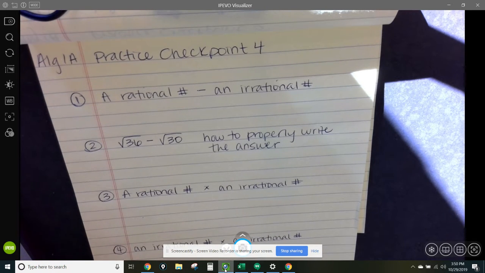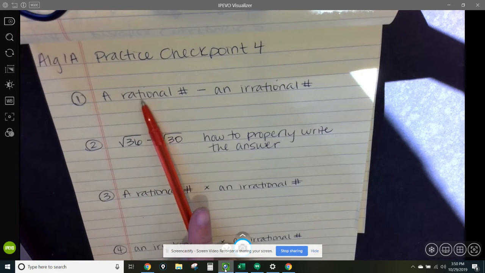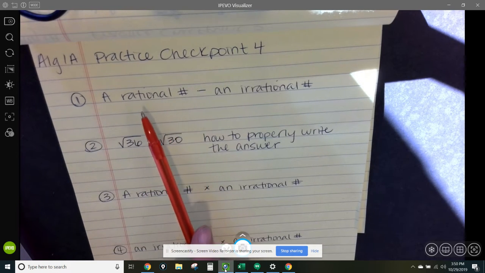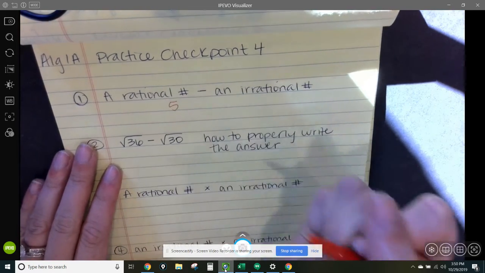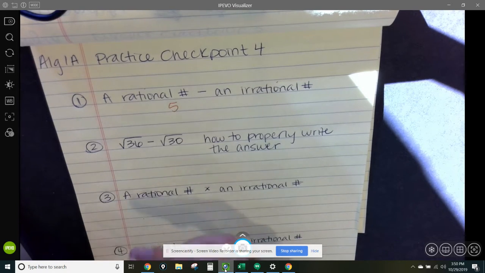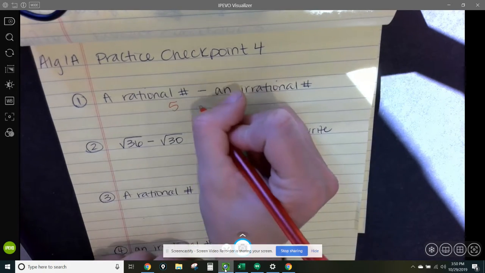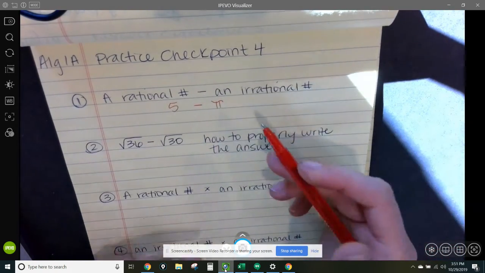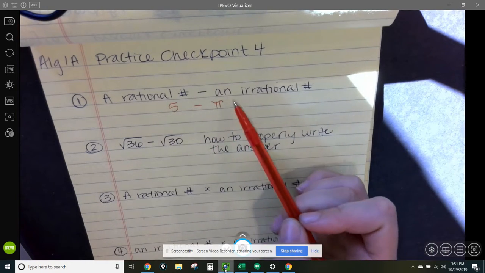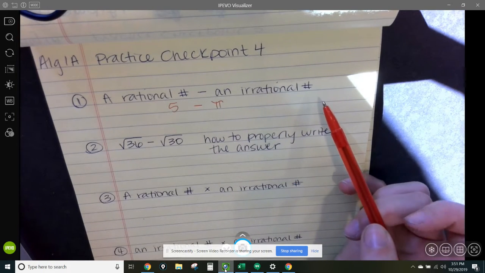So number 1 is going to ask you something about when you subtract a rational number minus an irrational number, what happens? A rational number is something that is either a decimal that repeats or terminates, or it's an integer. So let's just use 5 for the example for a second. That's a rational number. It's not something that goes on and on with never ending. And let's subtract something that's irrational. How about pi? Pi is 3.14, and so on. It goes on and on and never repeats, it never terminates.